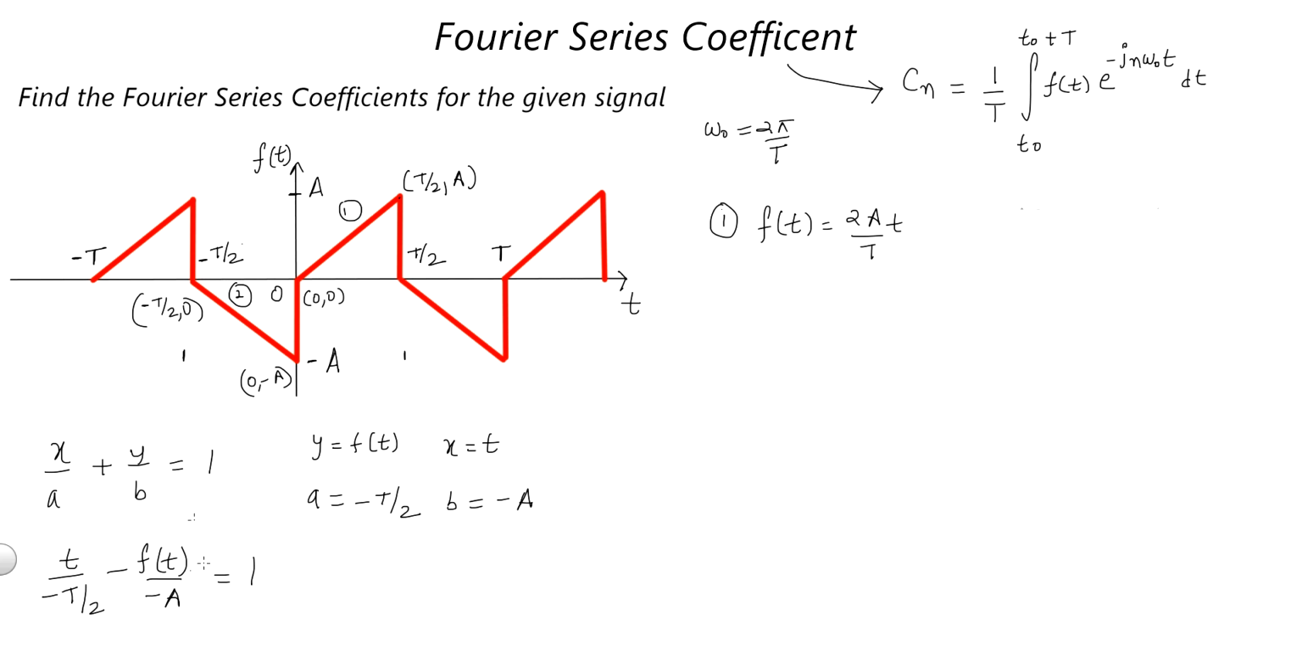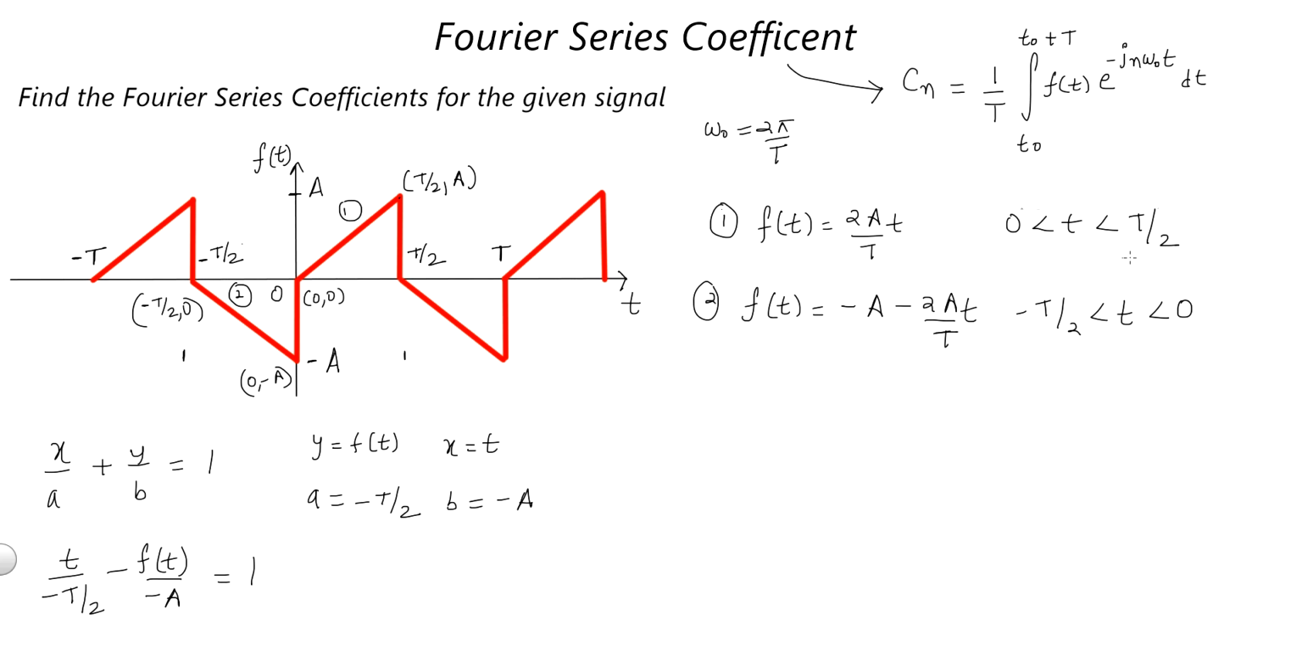Now arranging this equation, we will get f of t equal to minus A minus 2A by capital T into small t. Now this first part is for time 0 to capital T by 2 and this second part is from time minus T by 2 to 0. So we get two different equations for this time interval.